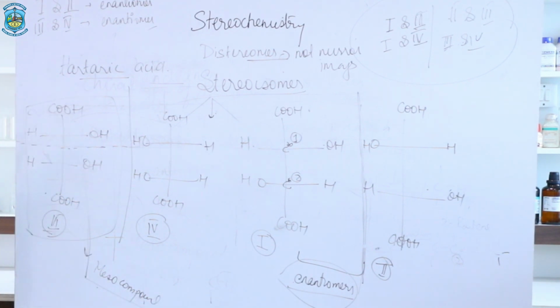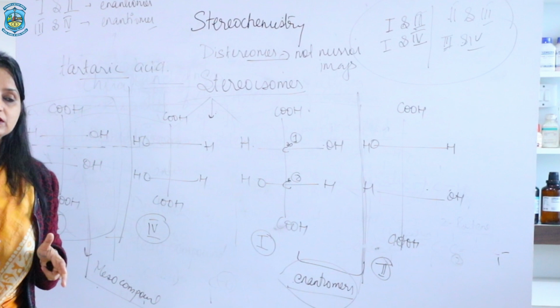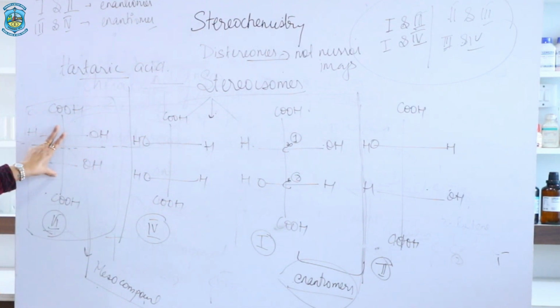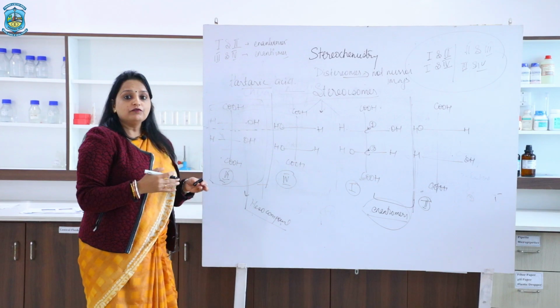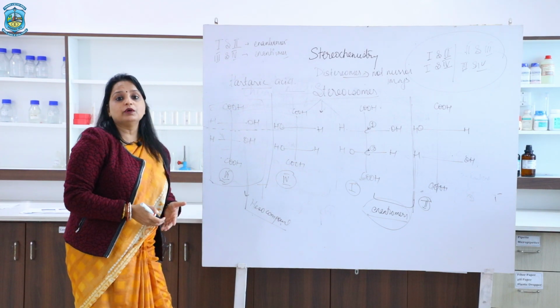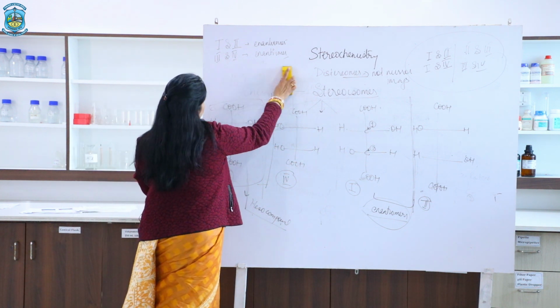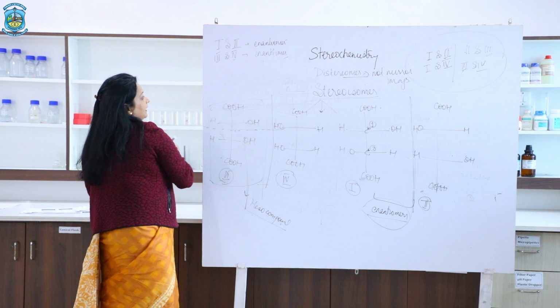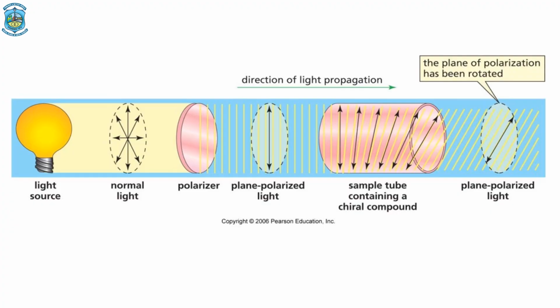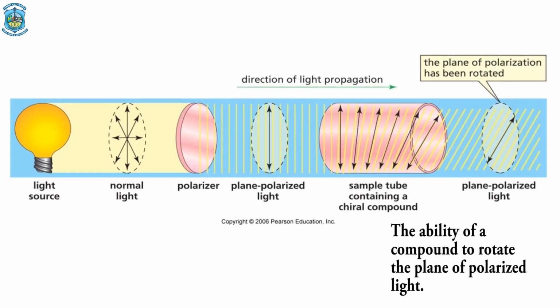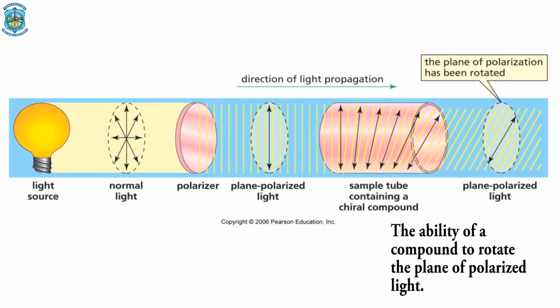Meso compounds arise only in the case of molecules which have two carbons that are similar in nature. So, we must understand how we are going to study optical activity. Optical activity is studied by passing plane polarized light. Now, you will ask, what is plane polarized light? Plane polarized light, or PPL, is unidirectional light.